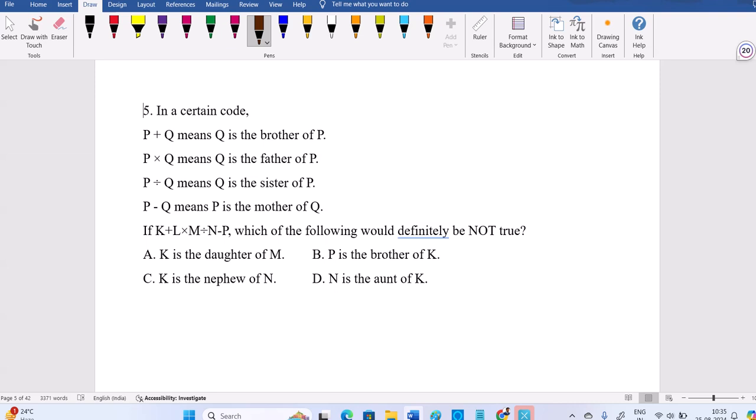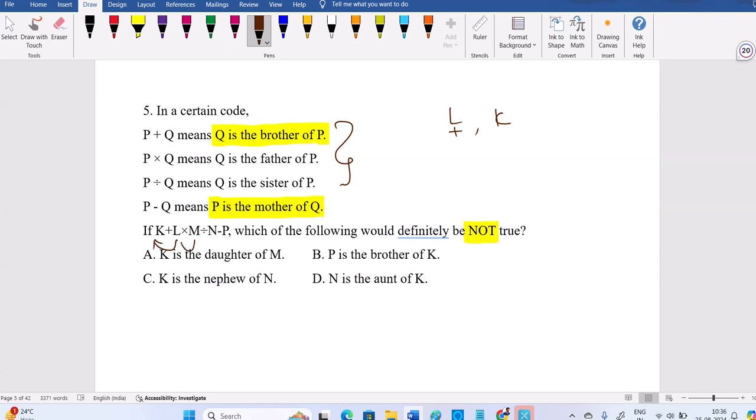Yeah, definitely not true. Guys, in the question you have to be very clear, not true. Here, as per this, K is brother of L. L into M. L is father of. But see this one, I did it wrong because it is a very good question. P plus Q, this is reverse. Only this one is P to Q, but this is Q to P. So K plus L I have to read like L is brother of K.